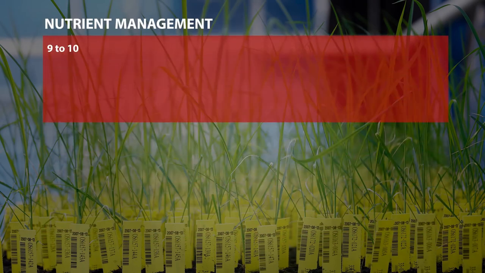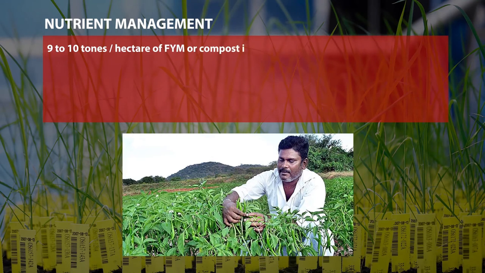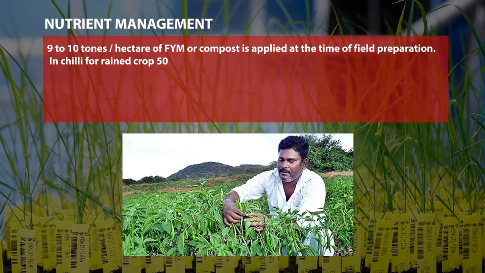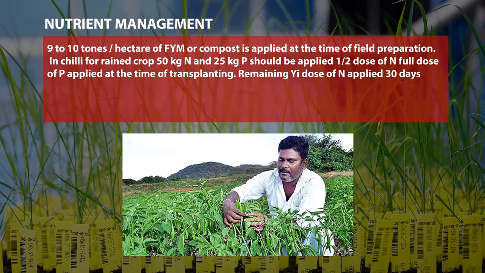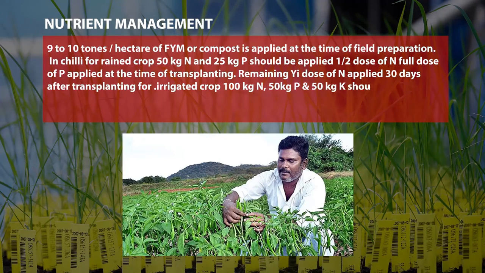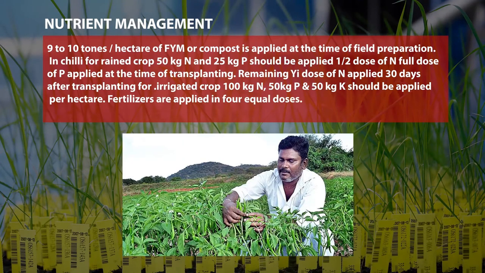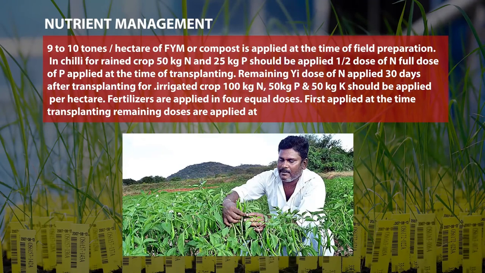Nutrient management. 9 to 10 tons per hectare of FYM or compost is applied at the time of field preparation. In chili for a rain-fed crop, 50 kg N and 25 kg P should be applied, half dose of N and full dose of P applied at the time of transplanting, the remaining half dose of N applied 30 days after transplanting. For irrigated crop, 100 kg N, 50 kg P and 50 kg K should be applied per hectare. Fertilizers are applied in 4 equal doses. The first is applied at the time of transplanting, the remaining doses are applied at the 4th, 11th and 13th week after transplanting.